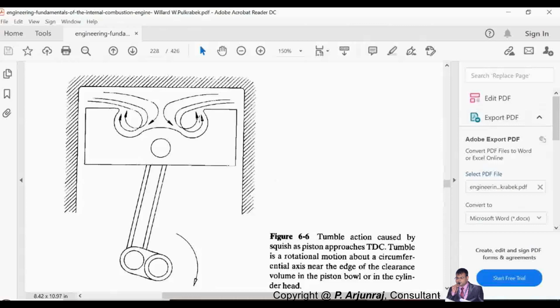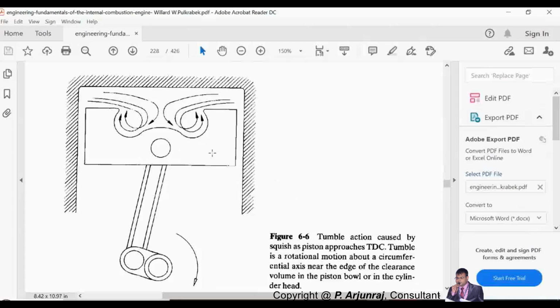And again, when the piston moves from BDC to TDC, the squish is different, the tumble is different. Squish is basically the radial movement of the air coming into the combustion chamber, whereas tumble is the action which happens in the space when the piston moves from BDC to the TDC. And what is called a tumble?